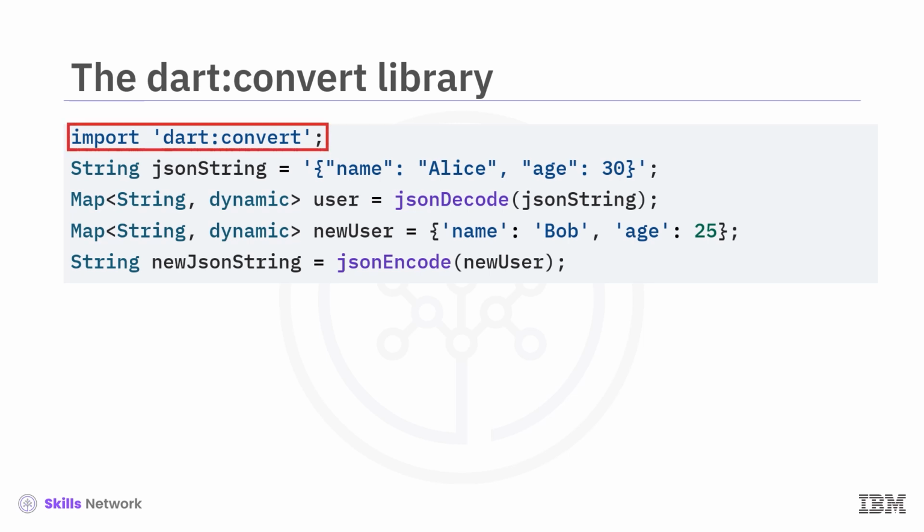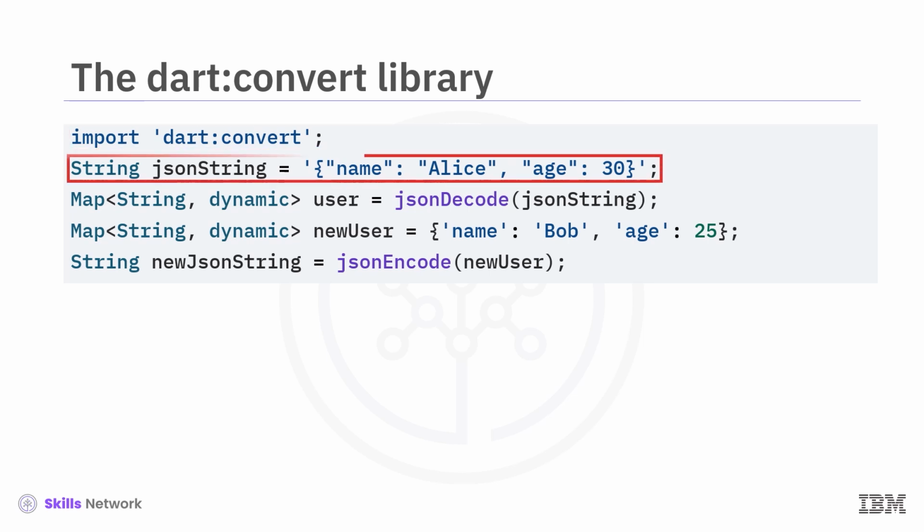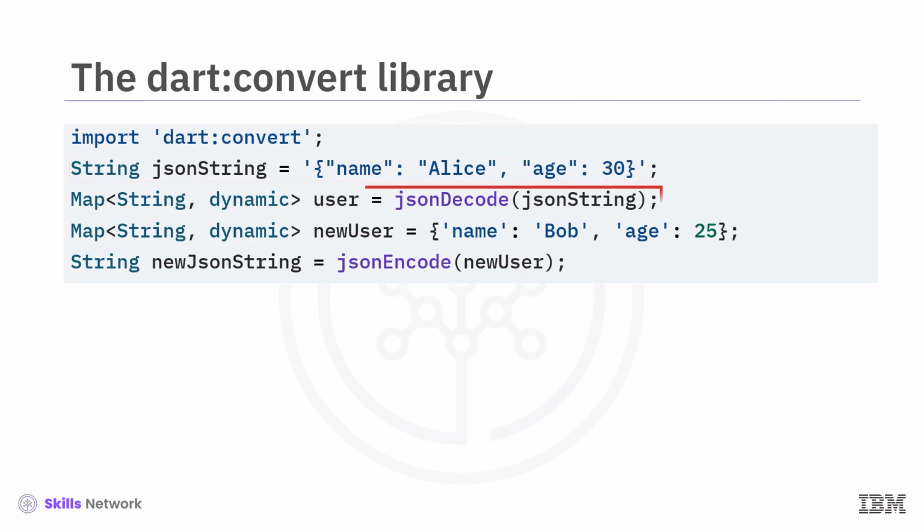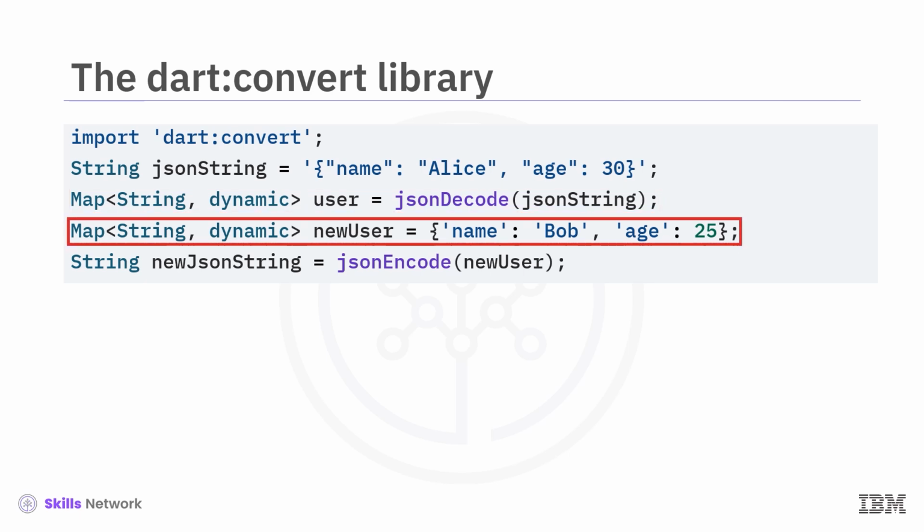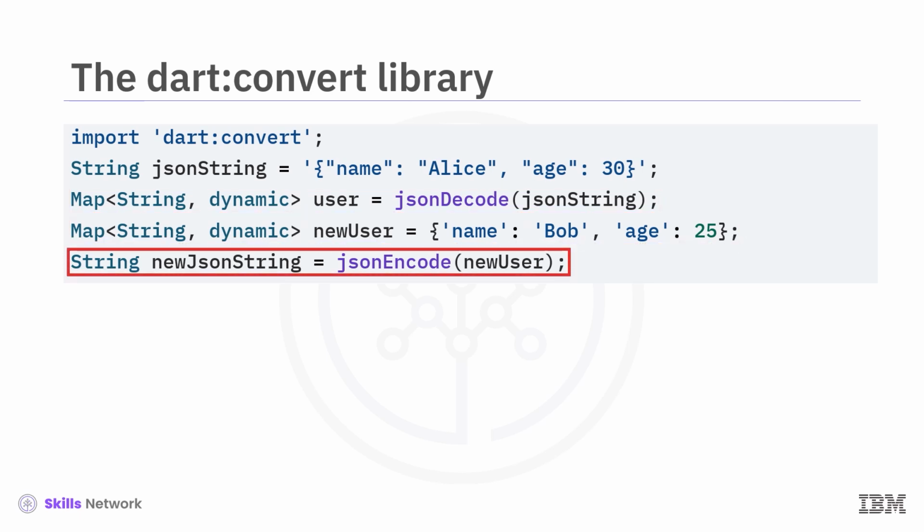First, the Dart Convert library will have to be imported. Then, define a JSON string with two properties, name and age. Next, decode the JSON string into a map. Finally, create a new map and encode it into a JSON string.